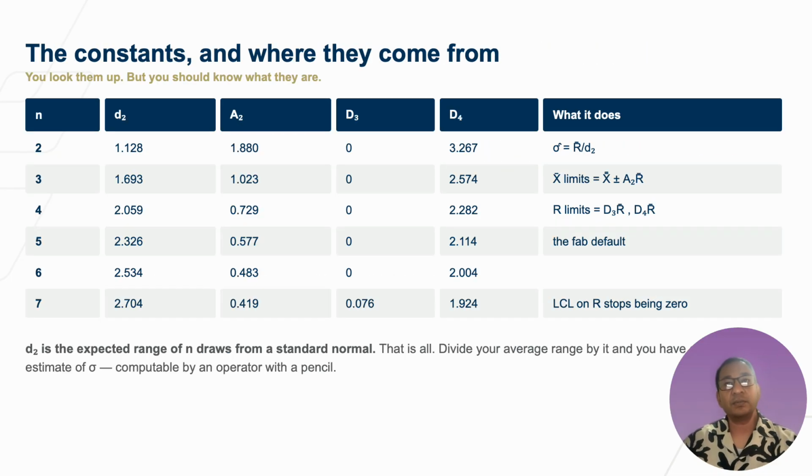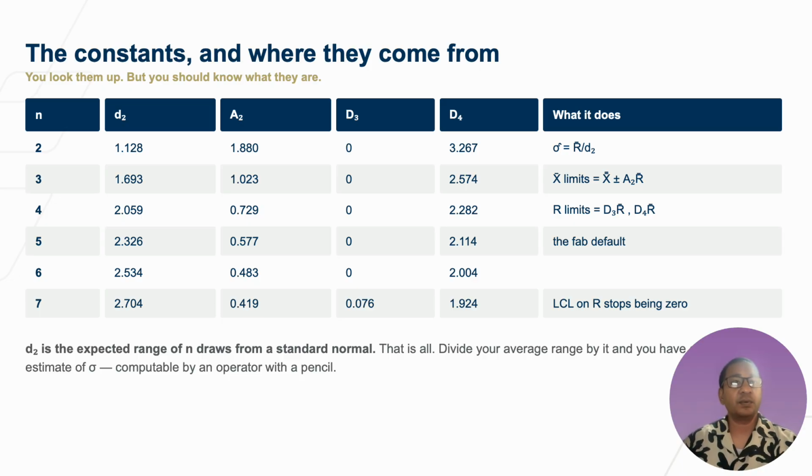These are the numbers you look up, and I want you to know what they are so they stop feeling like magic. D2 is the expected range of n draws from a standard normal distribution. That is the entire definition. If you take 5 values from a normal distribution with sigma equals 1, the average range is 2.326. So divide your observed range by 2.326 and you have an unbiased estimate of sigma.